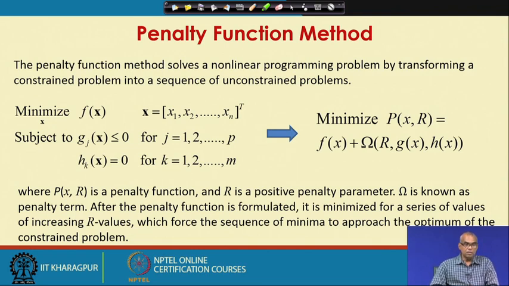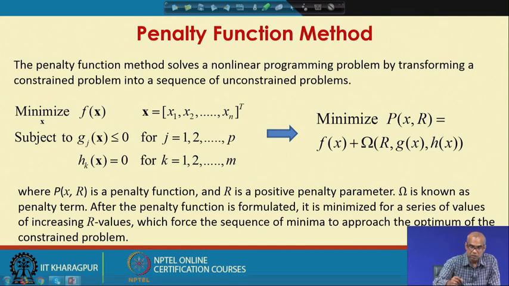As we stated, the penalty function method solves a nonlinear programming problem by transforming a constrained problem into a sequence of unconstrained problems. Let us consider a general nonlinear programming problem. So, you have minimization of function f(x), where x is an n-vector, subject to p inequality constraints g_j(x) less than or equal to 0 and m equality constraints h_k(x) equal to 0, k equal to 1 to m.